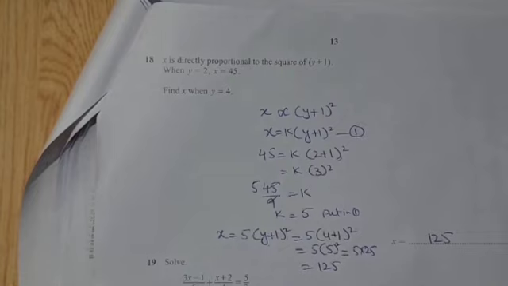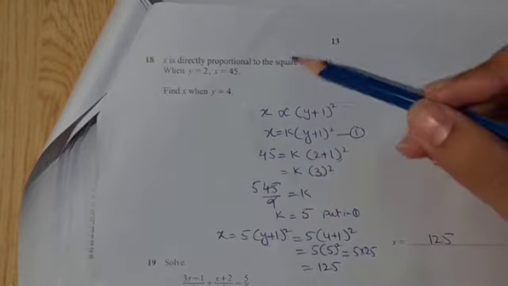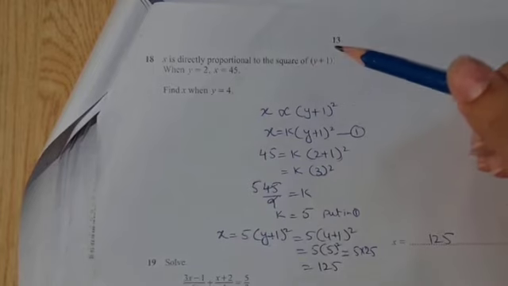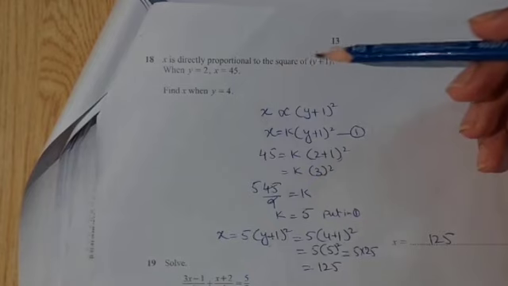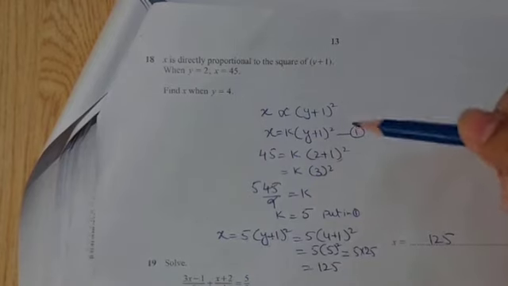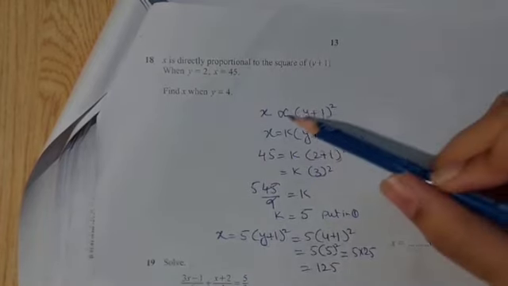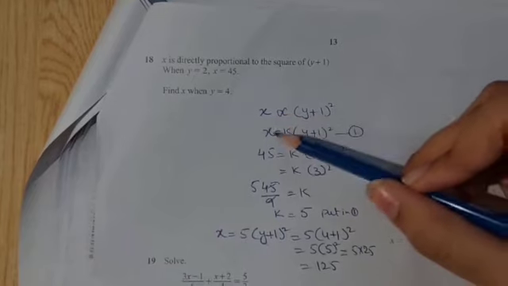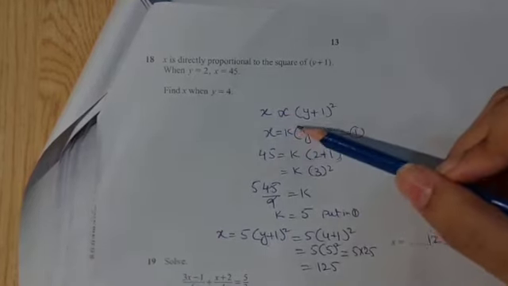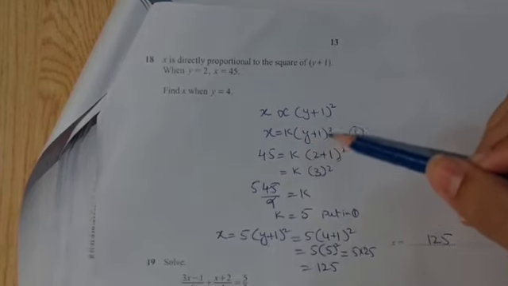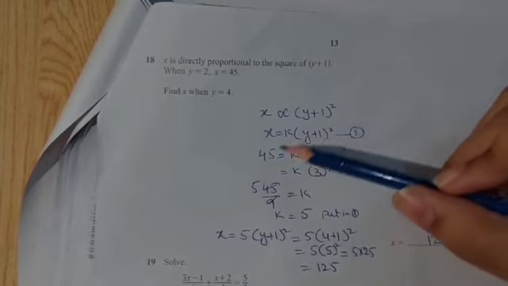Question 18. X is directly proportional to the square of y plus 1. When y equals 2, x is equal to 45. Find x when y is equal to 4. We need to find an equation. First, we write x is directly proportional to y plus 1 whole square. X is equal to k multiplied by y plus 1 whole square.